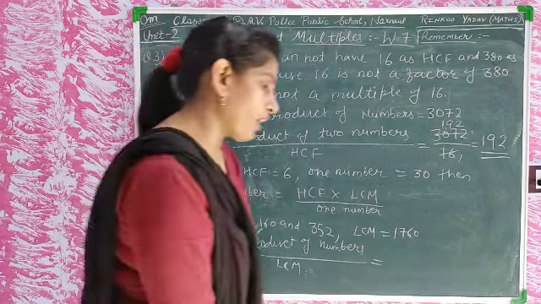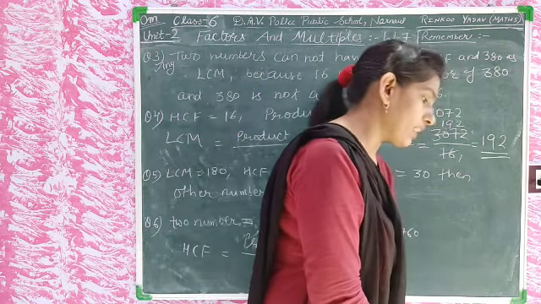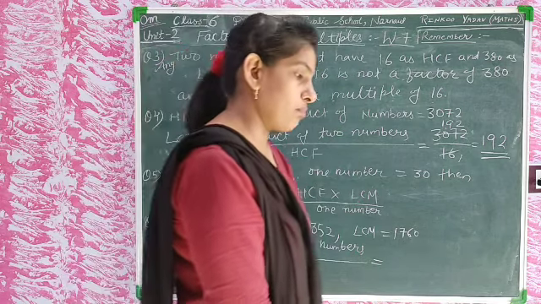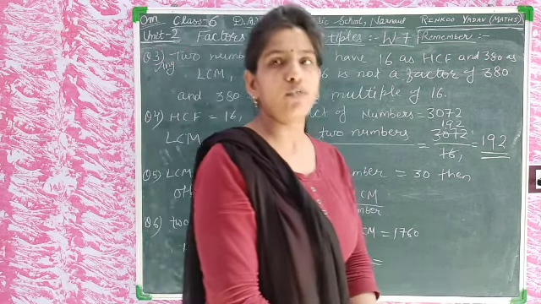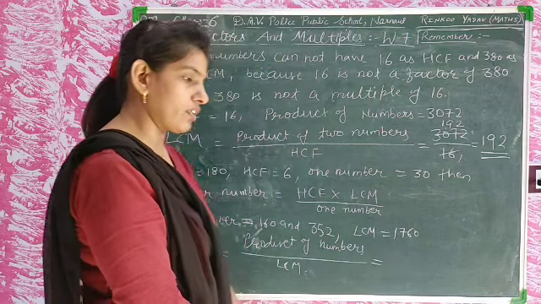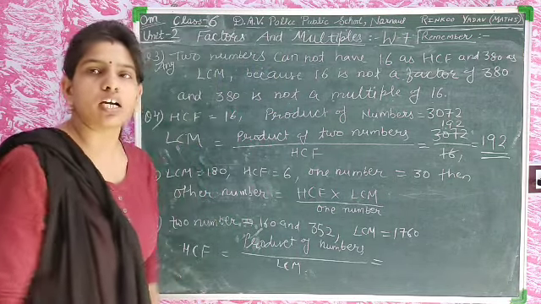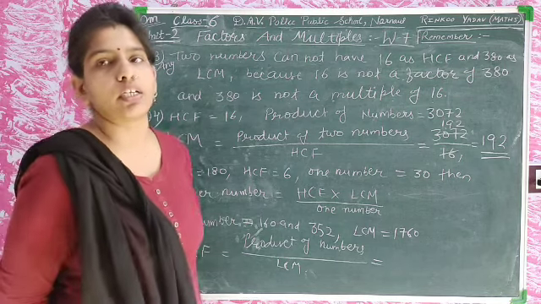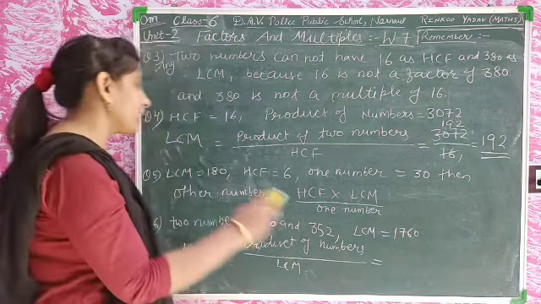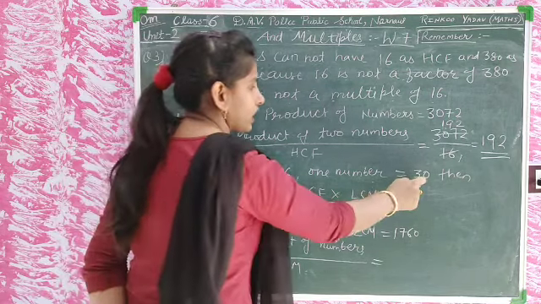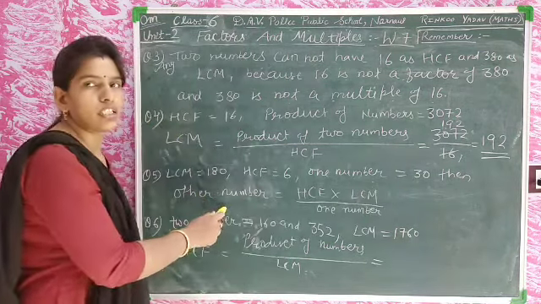In question number 5, it is asking that the LCM and the HCF of two numbers are given respectively. LCM and HCF of two numbers are 180 and 6 respectively. If one of the numbers is 30, find the other number. We have to find the other number here. So students, it is given here that LCM is 180 and HCF is 6. One number is 30 and we have to find the other number.